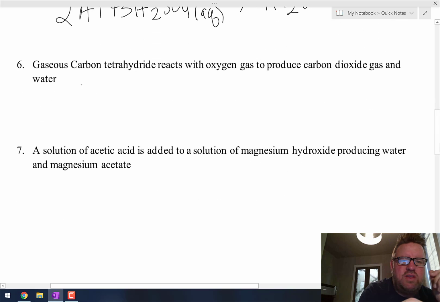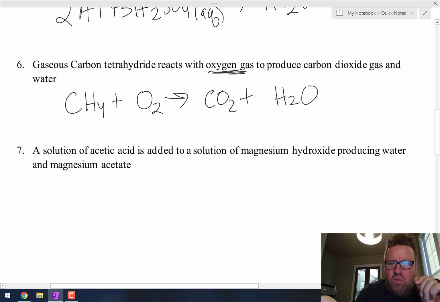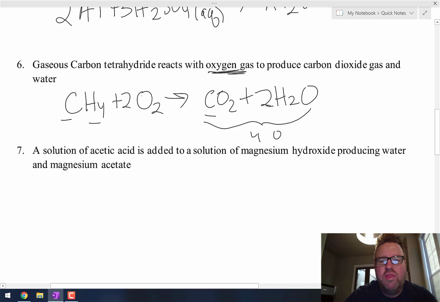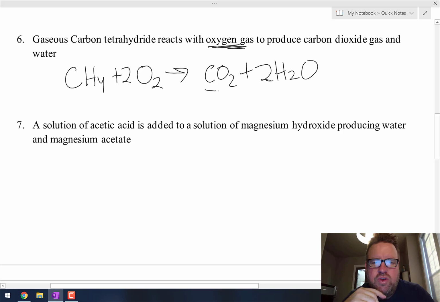Okay, number 6, carbon tetrahydride would be CH4, more commonly known as methane. Okay, reacts again with oxygen gas. It's a Brinkelhoff. It's a diatomic molecule, so it's O2. Producing carbon dioxide, CO2, and water, H2O. So to balance this one, 1 carbon, 4 hydrogens. So I put a 2 right there. That makes 4 hydrogens. And then all total on the right-hand side, we have 4 oxygen atoms. And so we put a 2 right there. And that is now balanced. So overall, we've got 1 methane, 1 carbon tetrahydride, 2 oxygens, 1 CO2, and 2 waters.